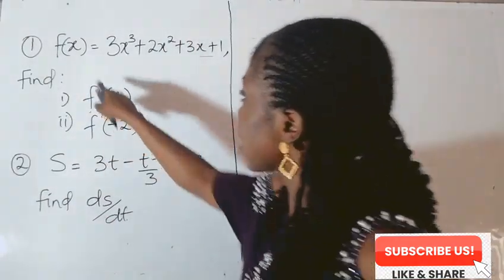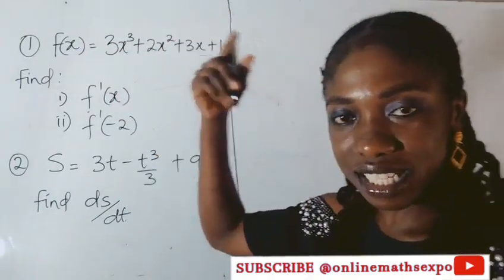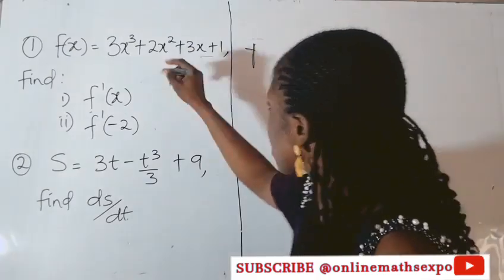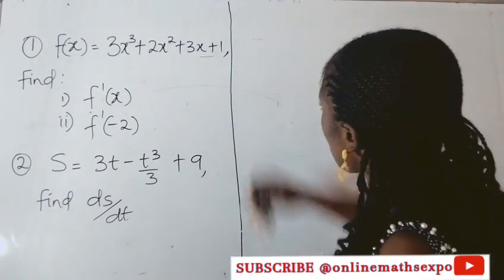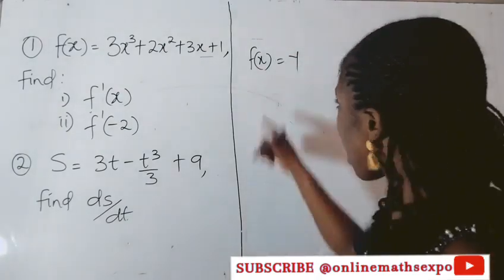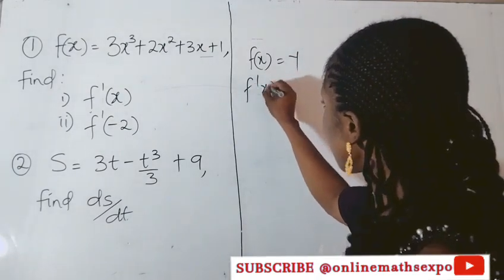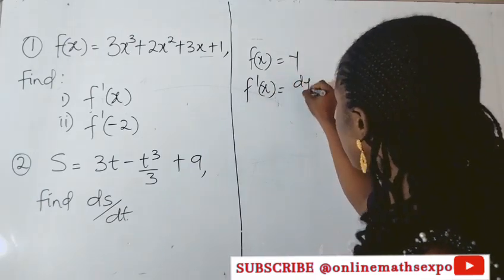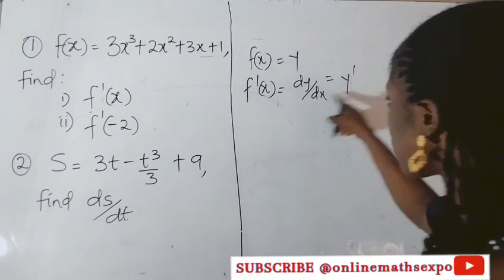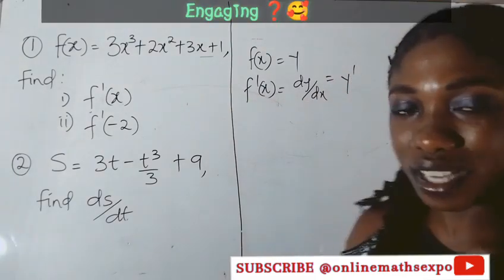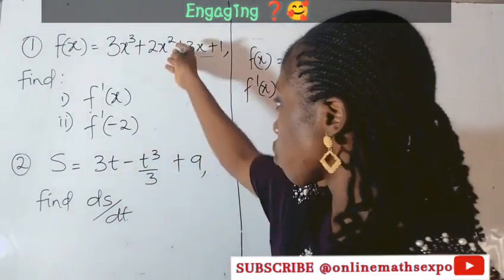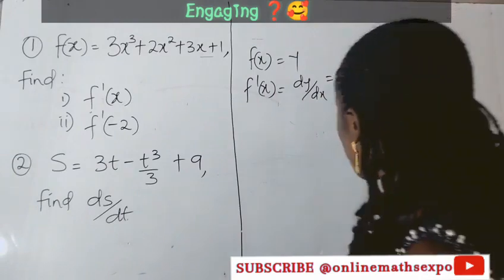Okay? So remember that f of x is also the same as a function of x, which is represented as y. So this f of x can also be represented as y. So asking you to find this is the same as asking you to find dy/dx, which is also the same as y prime. So these are all talking about one thing, which is to differentiate once. So that is what you want to do here. So join us as you do it.